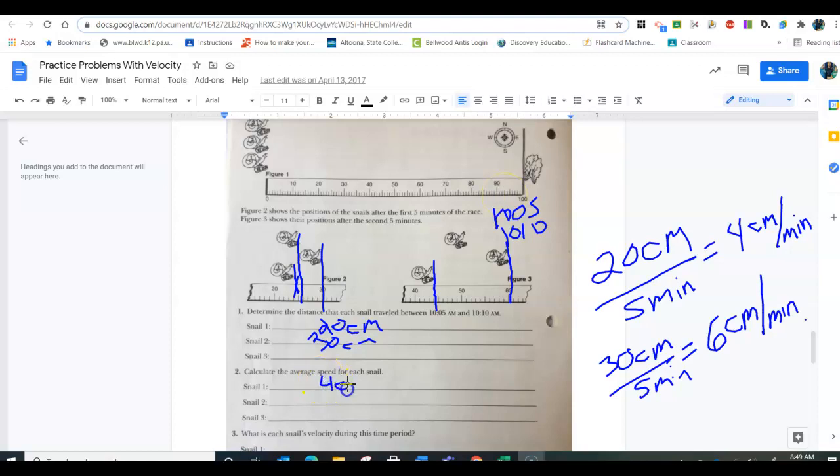So we know this was 4. It says, what was each snail's velocity during this period? Well, here's a compass. They were heading from west to east, so you'd have to write east to make it a velocity.